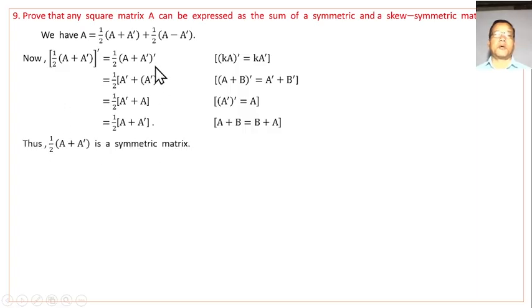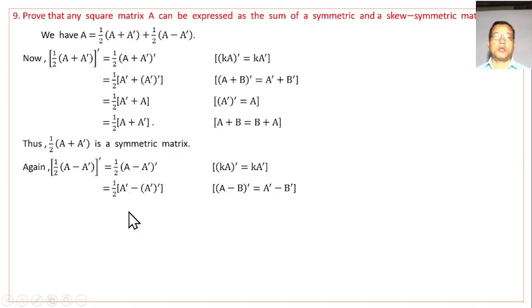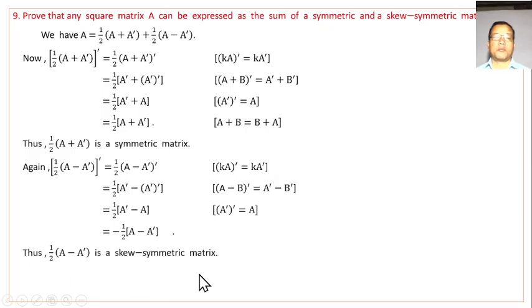Similarly, for half of A minus A transpose, its transpose is half of A transpose minus A transpose of transpose, by the properties of transpose, which is minus times half of A minus A transpose. The transpose of the matrix is minus times the matrix itself, so it is a skew symmetric matrix. Hence A can be expressed as the sum of a symmetric and a skew symmetric matrix.